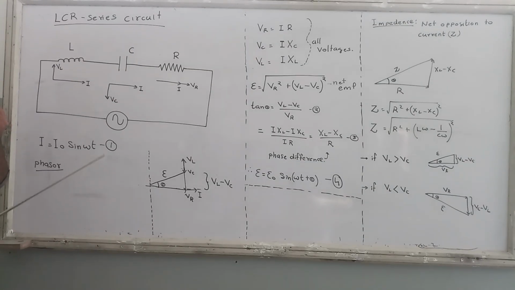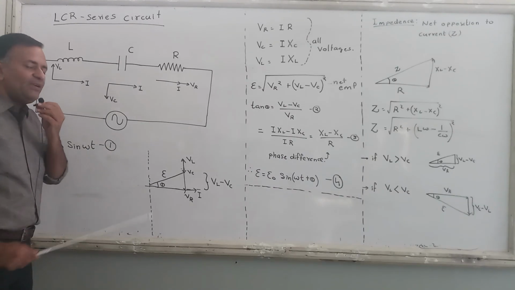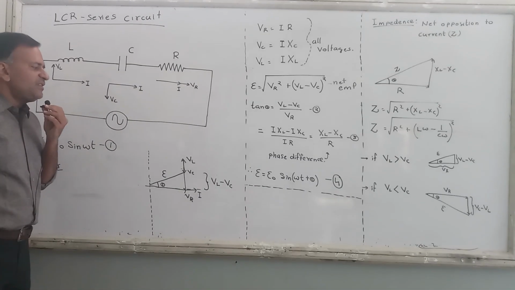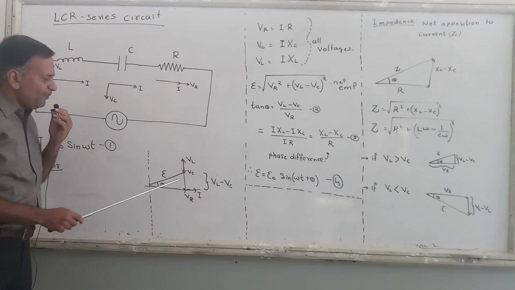Alright, now because I have to tell you what this theta is, the phase difference between current and voltage, in the same diagram I will take tan function, which is opposite side over adjacent side. For this theta, opposite side is VL minus VC and adjacent side is VR.